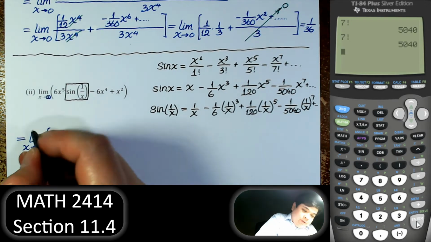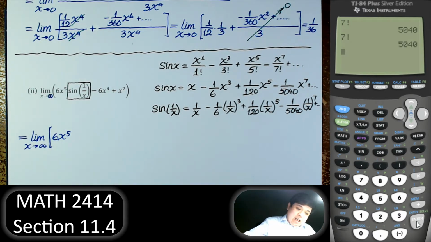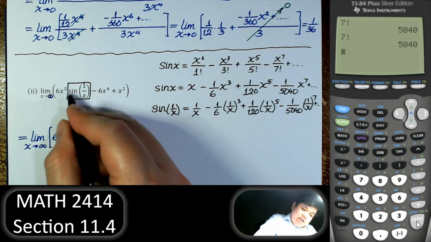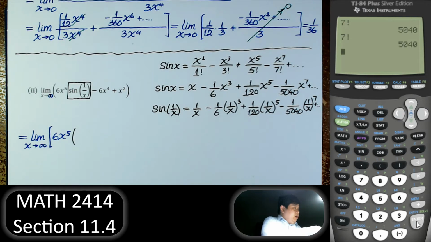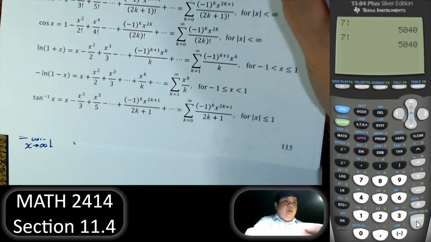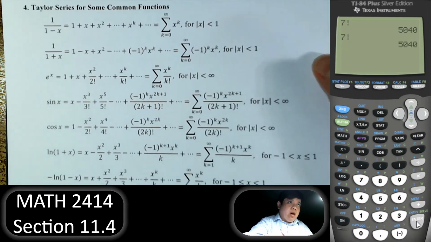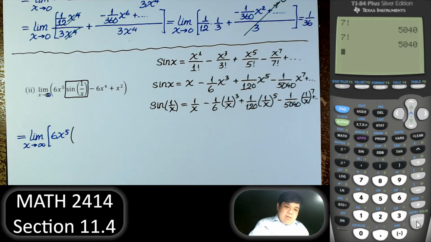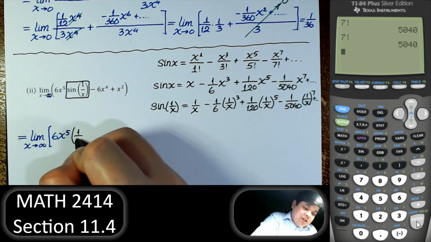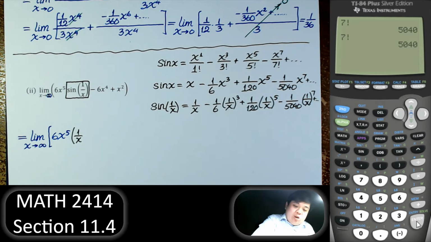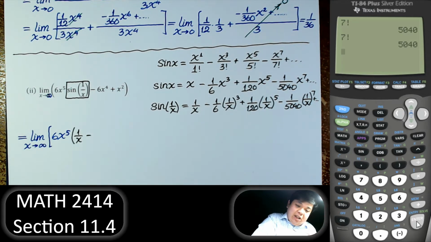Six x to the 5th. Now, the Taylor series for sine of 1 over x. By the way, this will also be handy if you have, on page 115, the table of common Taylor series. Of course, in an engineering book, there will be a lot more than that. There will be tangent, cotangent, all the trig functions, inverse functions, all kinds of different things.